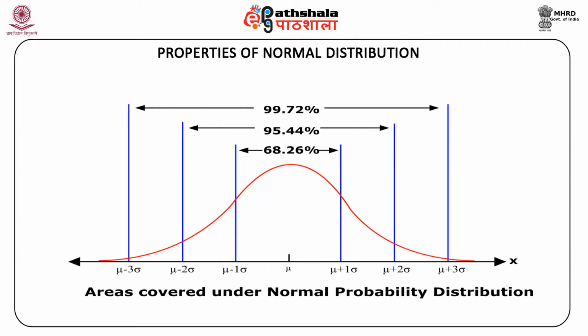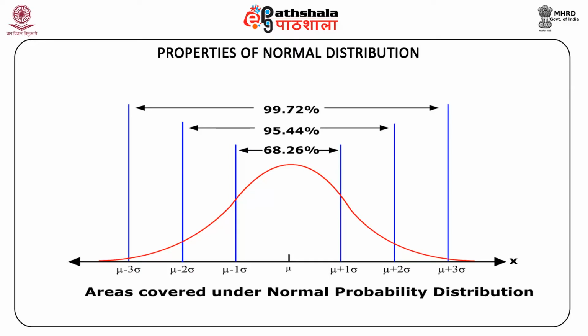Empirically, it is observed that the approximate percentage area in the following commonly used intervals are: mu plus minus 1 sigma covers 68.27% of the total observation. That is, 68.27% of all observations lie within one standard deviation of the mean of the distribution. Similarly, mu plus minus 2 sigma covers 95.45% and mu plus minus 3 sigma covers 99.73% of the total observation, as shown in the figure.